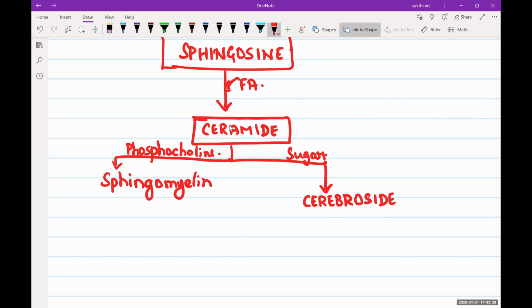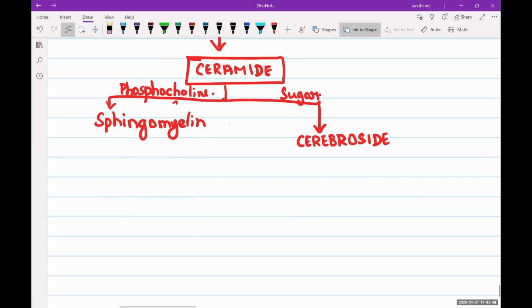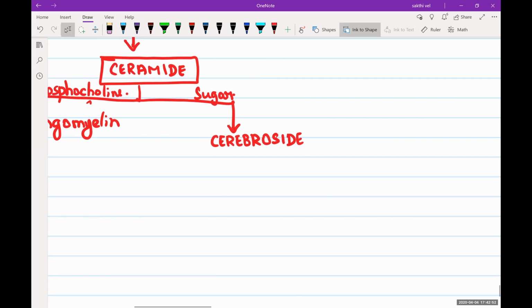So sphingosine plus free fatty acid are combined to form ceramide. If the additional substance is phosphocholine, then the structure formed is sphingomyelin. If the additional substance is a sugar, then we call it cerebroside. And this cerebroside plus NA gives rise to ganglioside. The cerebroside will combine with the NA and give rise to gangliosides.